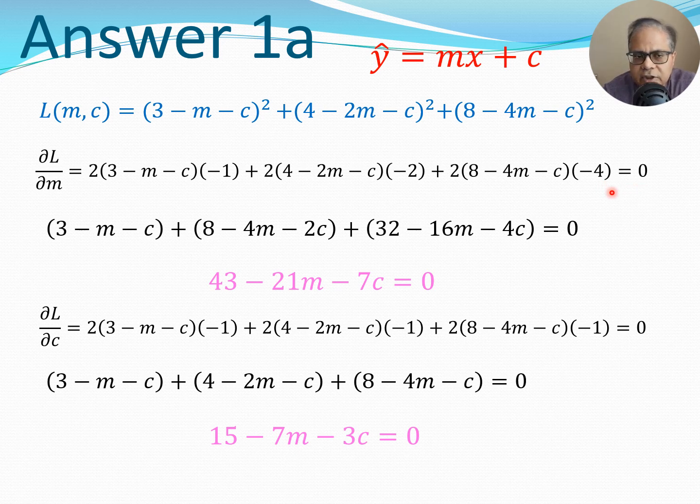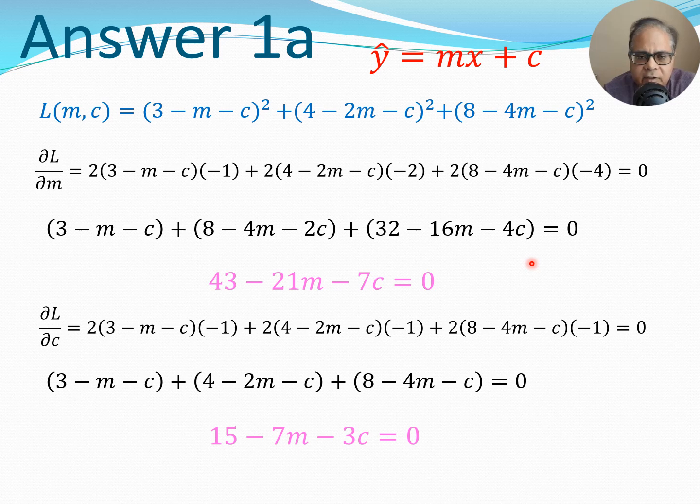We are trying to find the stationary point of this function L(m, c). So now I have these 2's in front of the brackets. I can remove them. I have the negative sign here. I can remove these three negative signs also, and then I can write this in a simpler form. The first term becomes 3 minus m minus c. The second term would have a multiplication by 2. So I get 8 minus 4m minus 2c. The third term would have a multiplication by 4. So I get 32 minus 16m minus 4c. So this is the equation here.